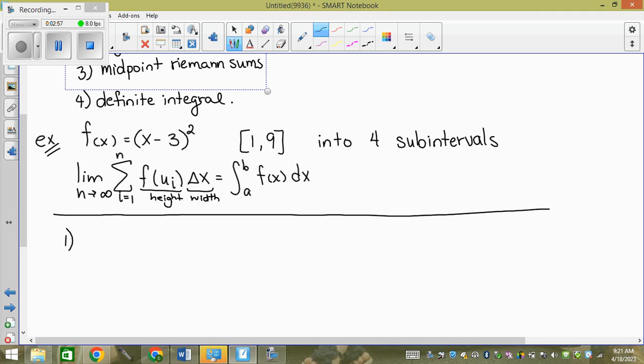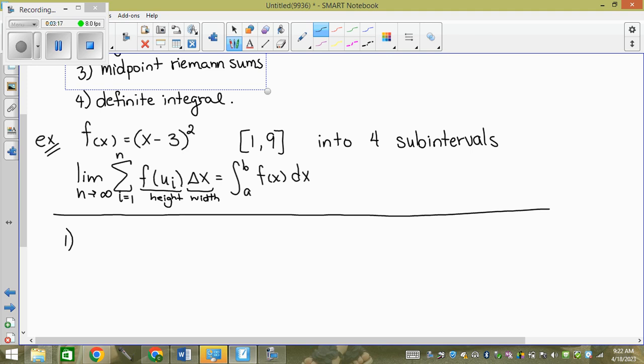So if f of u_i is just the height and delta x is just the width, why do they use so many different variables for those two simple concepts? Because this is the general formula. We're going to fill in actual values right now.